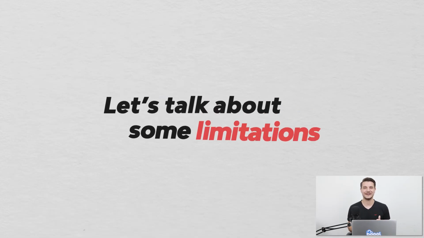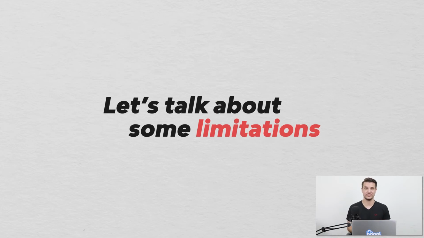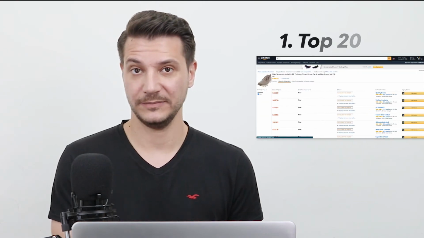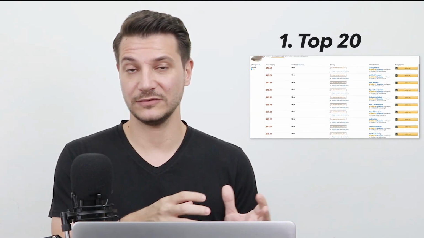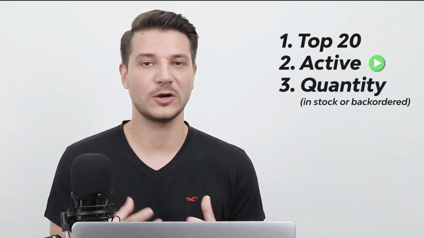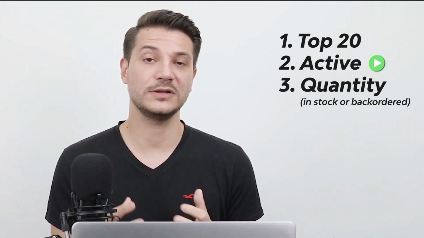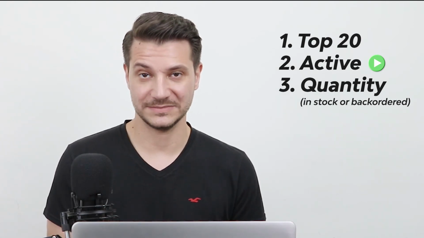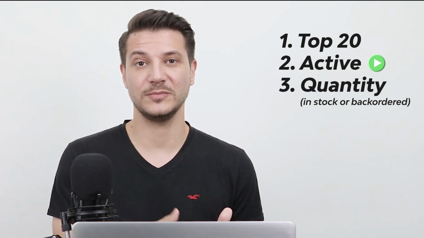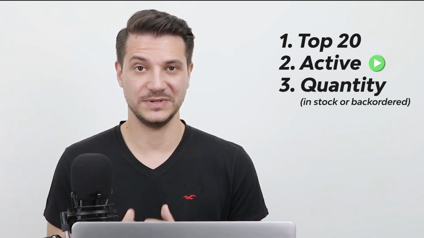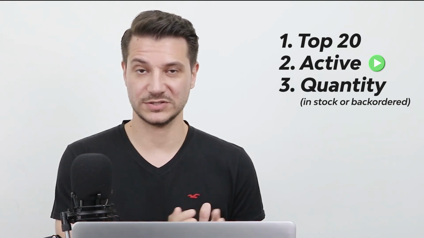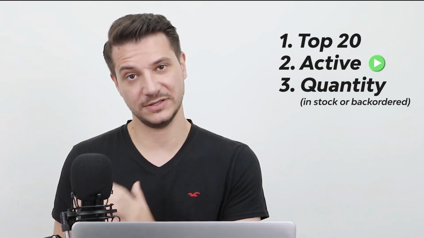Okay, now let's see some limitations of a repricing software. Well, the repricing only happens if your offer is in the top 20 and if the price is changed by one of the top 20 sellers. And the repricing needs to be active and you need to have quantity. Even a backorder is okay, but you cannot be out of stock. And new items will only receive reports for new items. So you cannot have a new item competing with a used item, because Amazon sends reports only for new items and reports only for used items.